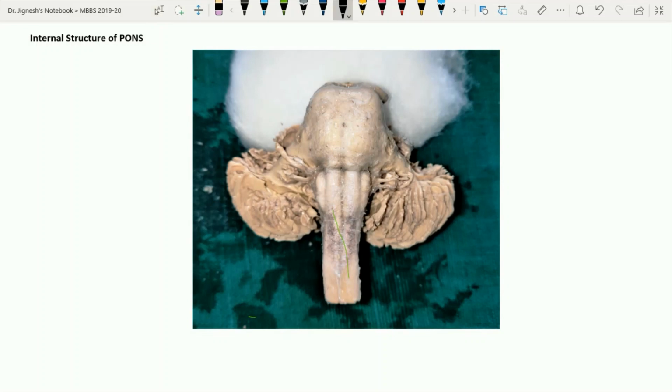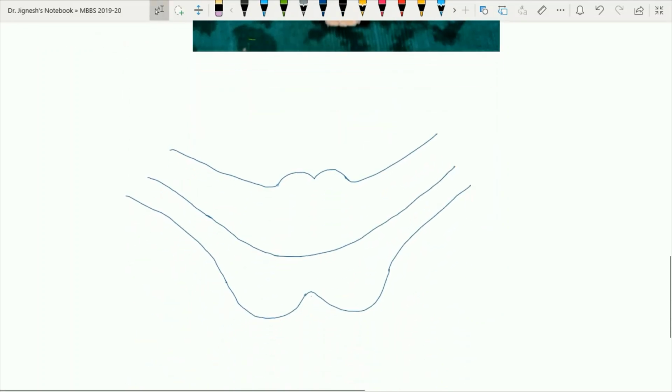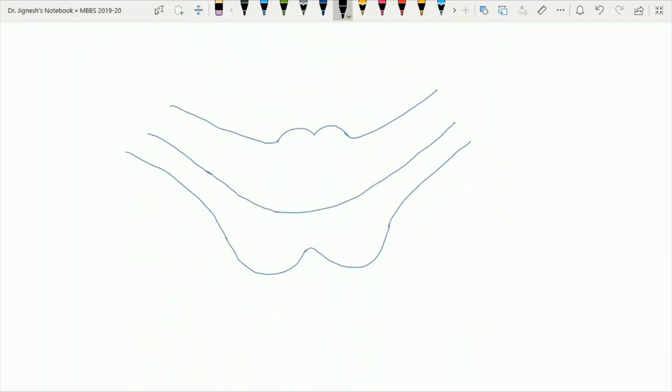Now let's see the internal structure of the pons. When we take a cross section to see the internal structure of the pons at the different levels, we can find two important structures. One is situated anteriorly, and this large anterior portion is called the basilar part. This basilar part is common at any level of the section of the pons, while the tegmental part has different structures at different levels of the pons.